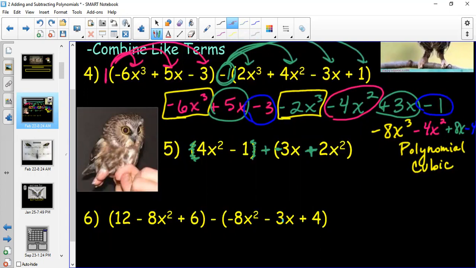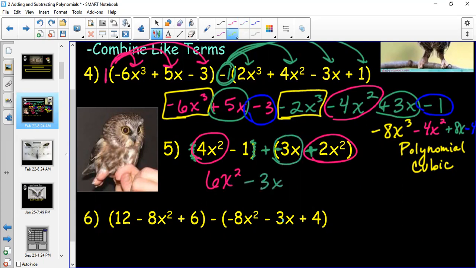All right, so now let's combine our like terms. I'm going to put my x squareds together. I have 4x squared and a positive 2x squared, which will give me 6x squared. And then I have a negative 3x all by itself. And I have a negative 1 all by itself. This has 3 terms. This would make it a trinomial. And its highest degree is 2, which is a quadratic.